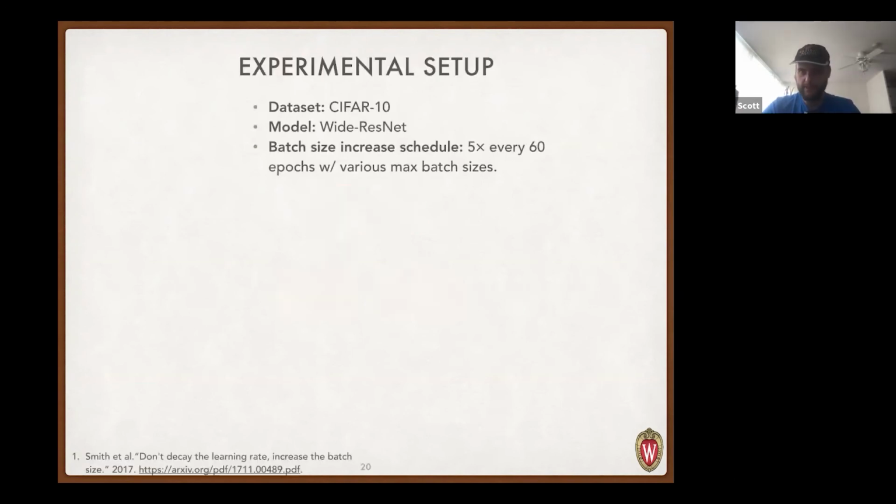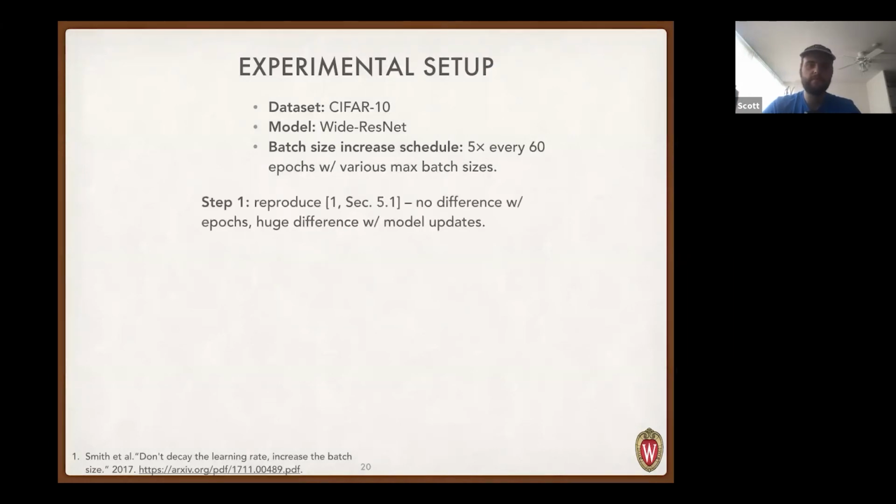Okay, so let's run some experiments with the software to see how well it performs. Let's reproduce some of the previous work by Smith et al., the graph I showed previously. What they showed was that if you increase the batch size, there's no difference in terms of epochs, in terms of number of data through the model, but there's a huge difference with model updates. So if you increase the batch size, you'll require a lot fewer model updates, and we show the same thing.